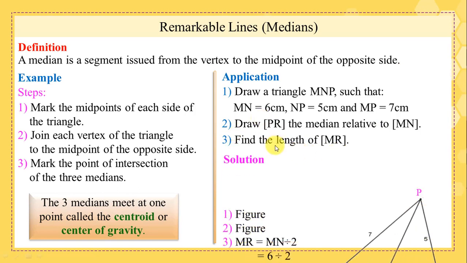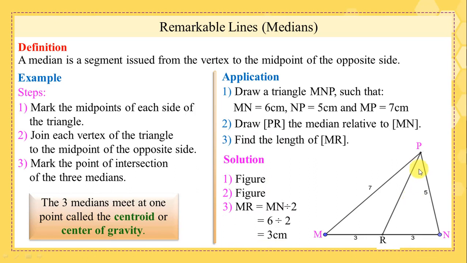Solution. 1 is the figure to the right, triangle MNP with its three sides. 2. Draw PR. Here PR is the median relative to MN. When we say median relative to a side, we have to mark the midpoint of this side and draw the median from the vertex opposite to this side, which is P here. P is the vertex opposite to MN, so we draw a segment from P to the midpoint of MN, which is R.